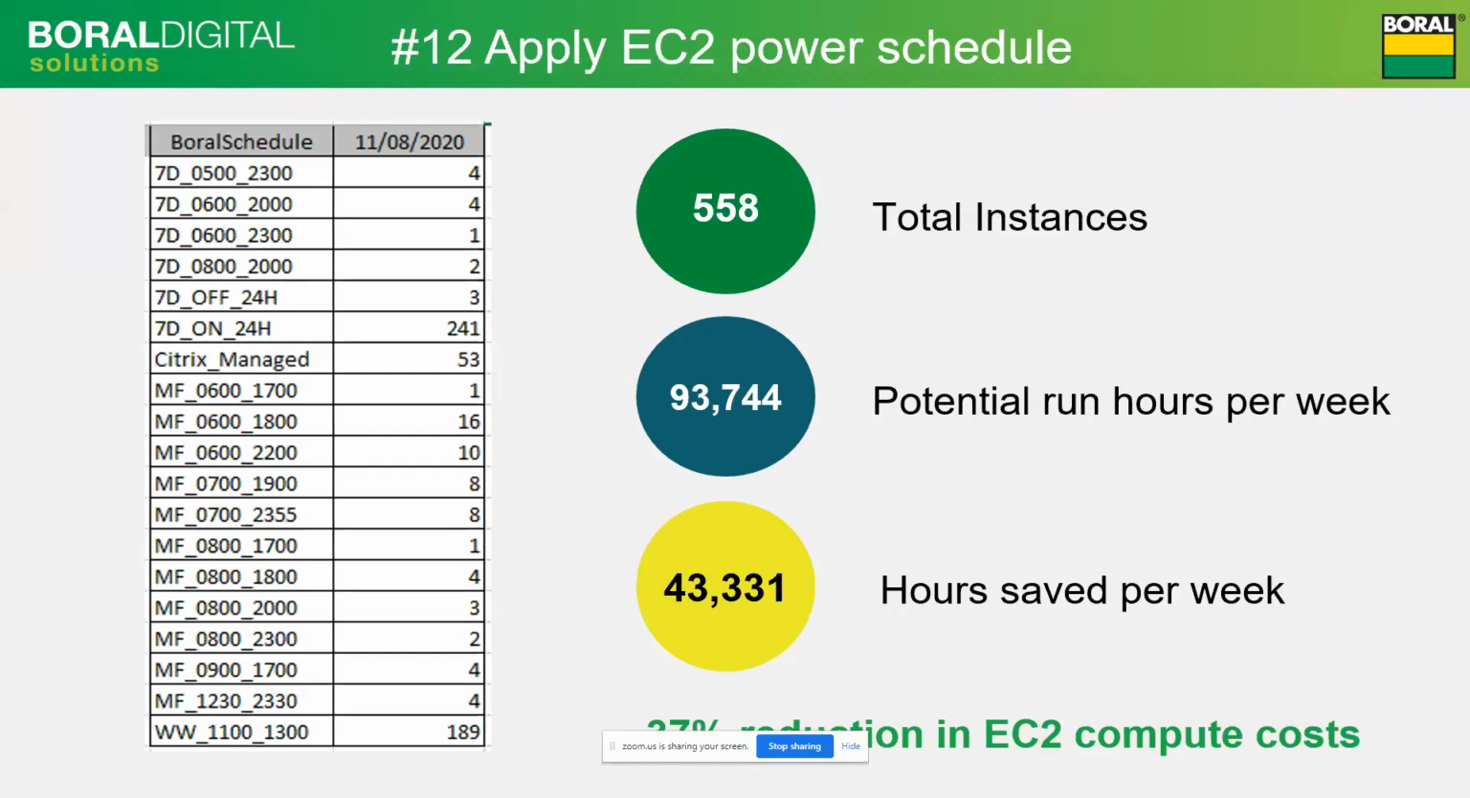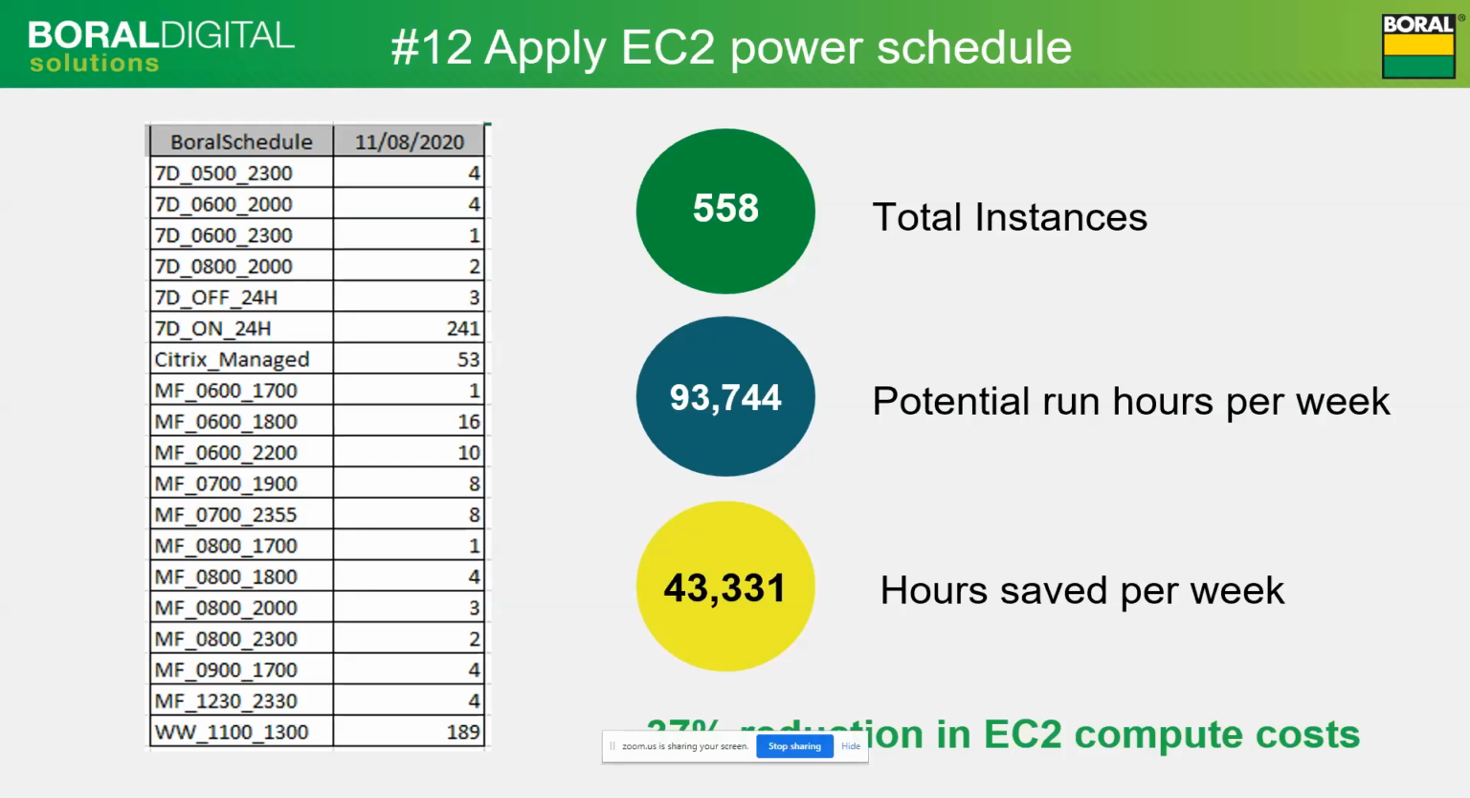So this is a chart of the success of EC2 shutdown. On the 11th of August, when I took a snapshot, we had 558 EC2 instances. If all those instances were running 24/7, we would consume 93,000 hours of compute time each week. By applying auto shutdown across our fleet, we are saving 43,000 compute hours per week. That's 43,000 hours of compute time we don't have to pay for.